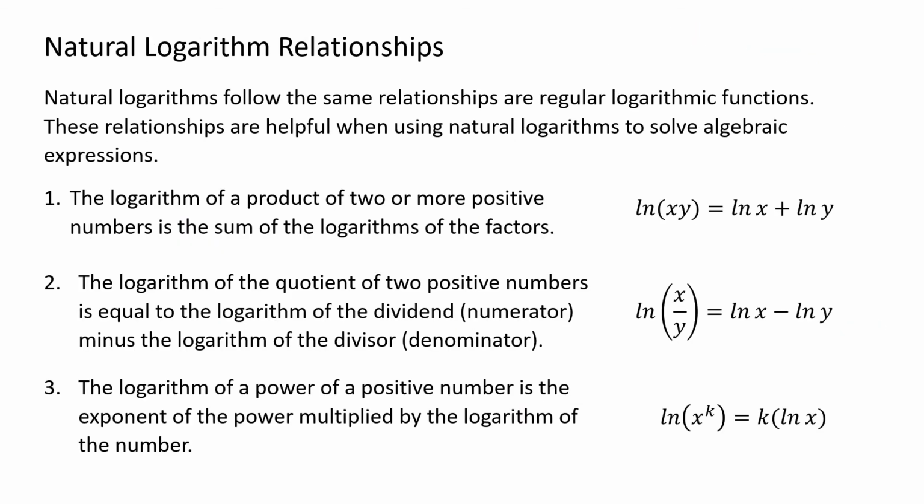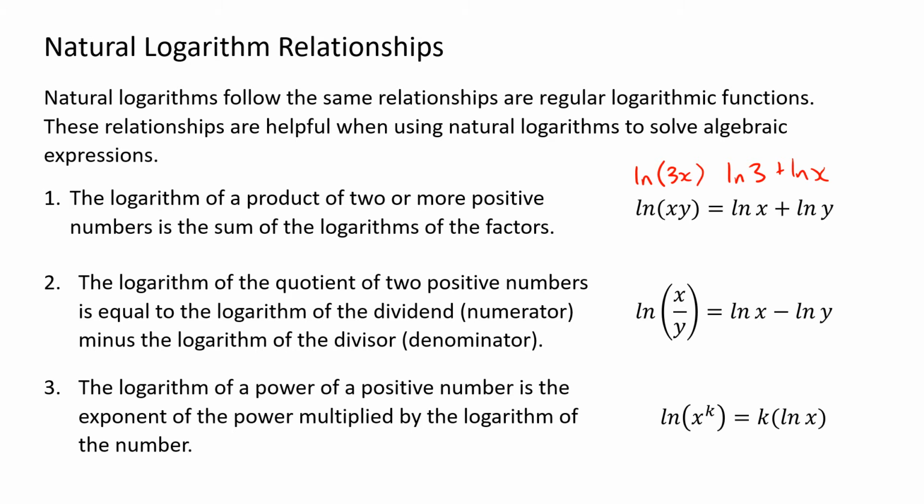So next I want to talk about natural logarithm relationships. They're the exact same as the logarithm relationships. When two functions are multiplied together, ln of x times y, again I use the example 3x. So let's say ln of 3x. What that's equal to is the ln of 3 plus the ln of x. So they're multiplied together, so it's the same as adding together the ln of each function individually.